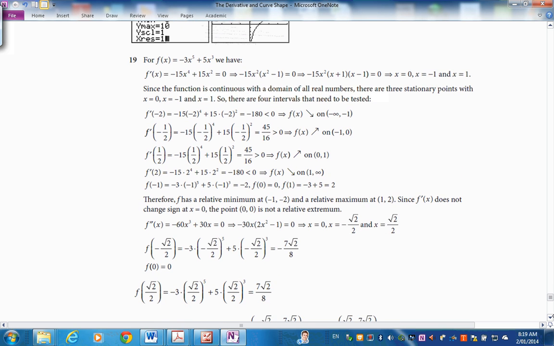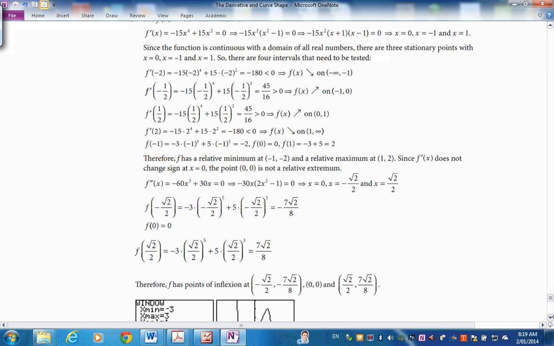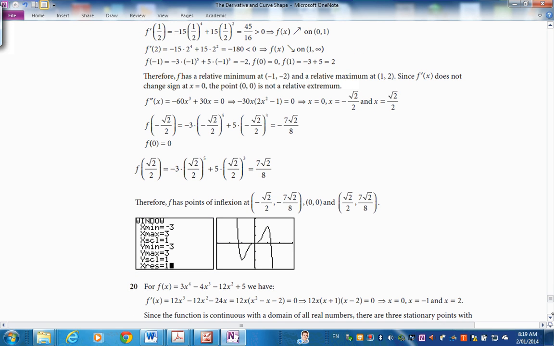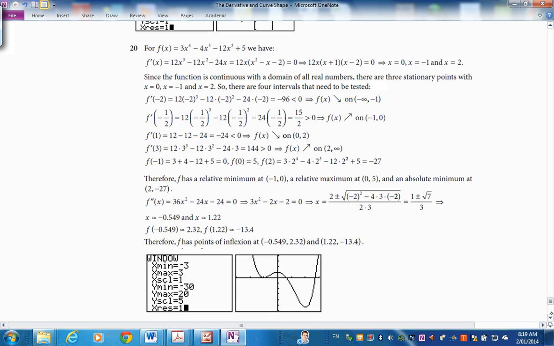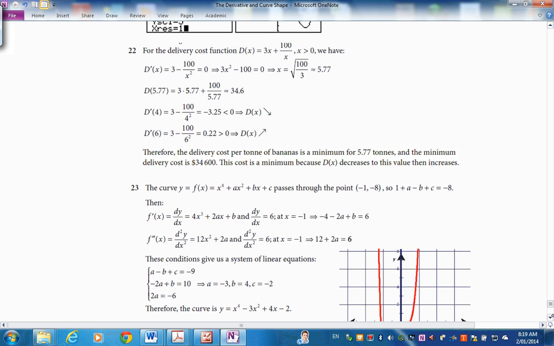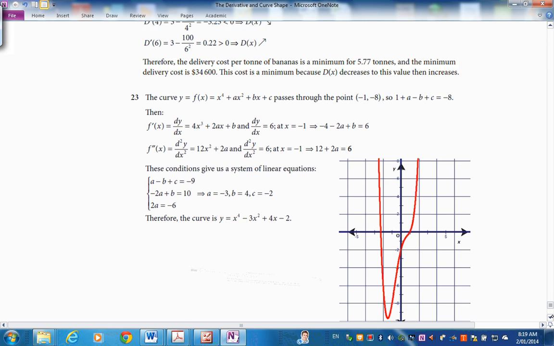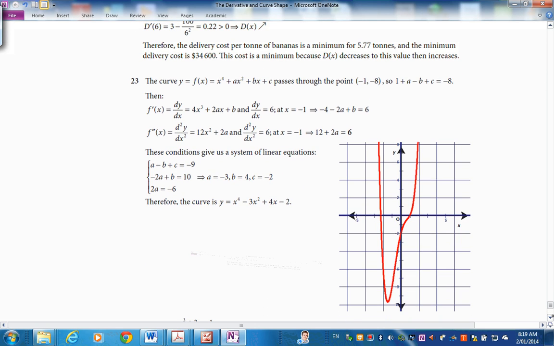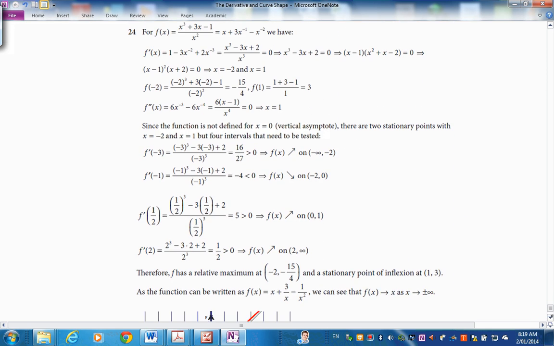19, graph there. 20. That's out 21, that's another motion problem. 22. 23. 24.